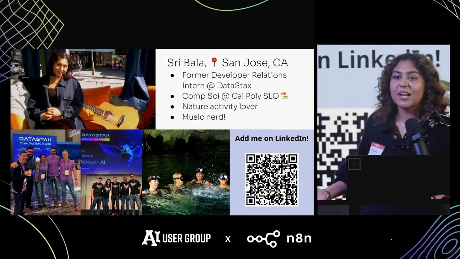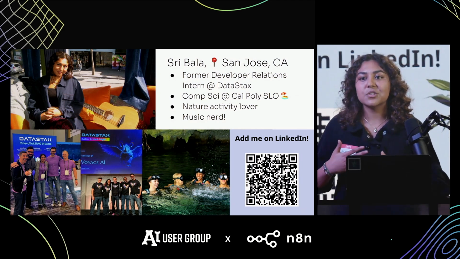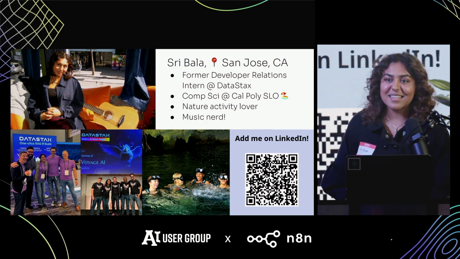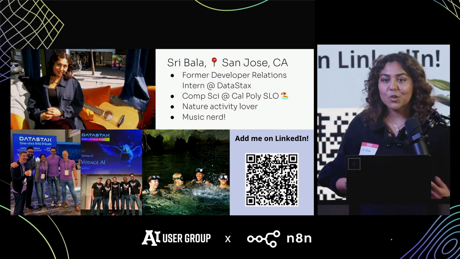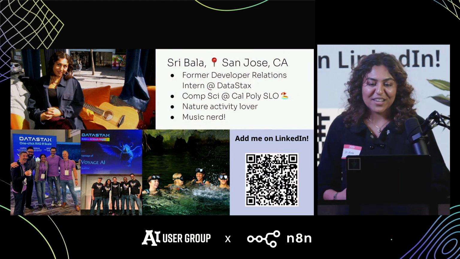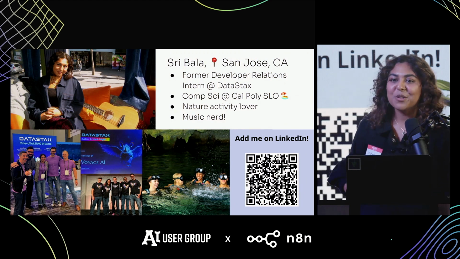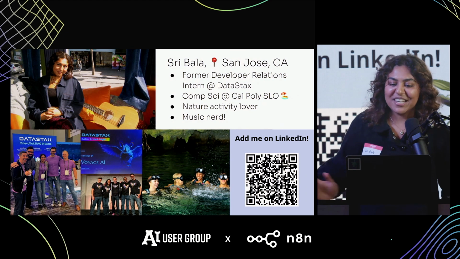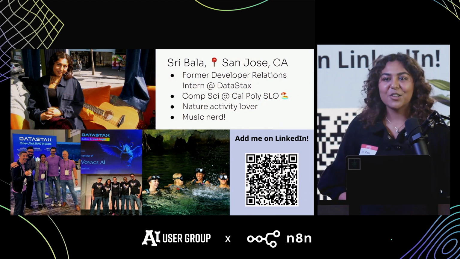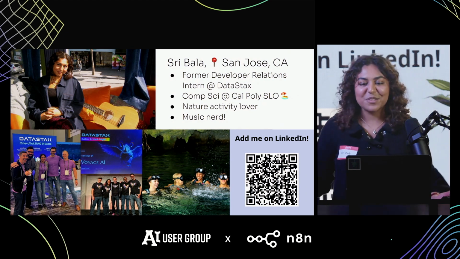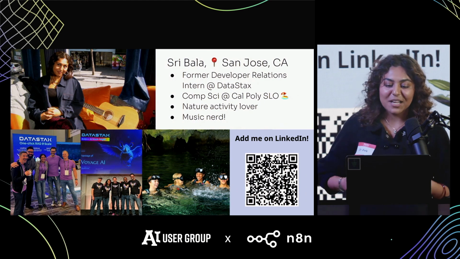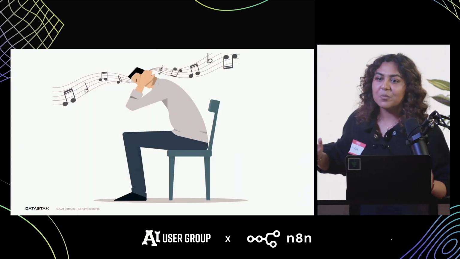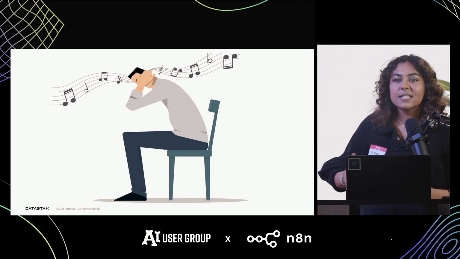Over the summer, I had a really amazing experience getting to explore a lot of the AI space. I went to a lot of events like these, conferences, and learned a lot about different tools that were out there. That was super exciting. I'm also a current senior studying computer science at Cal Poly, and I'm a nature lover and a music nerd. I love listening to different types of music, going to live events, and I've also played guitar and drums here and there.